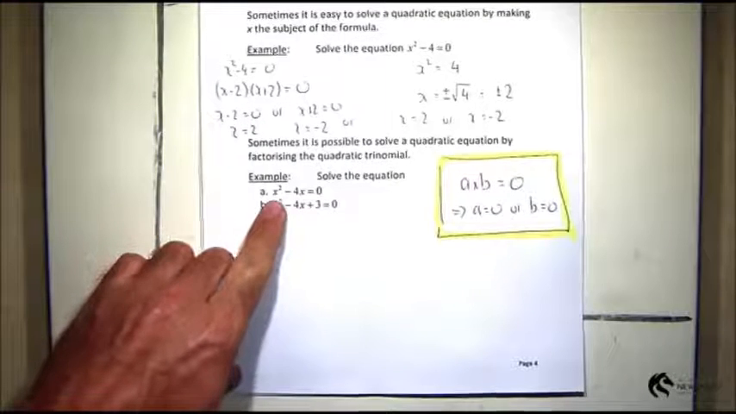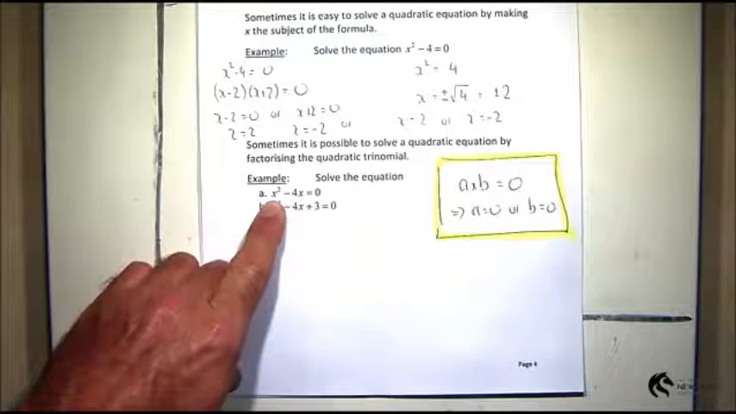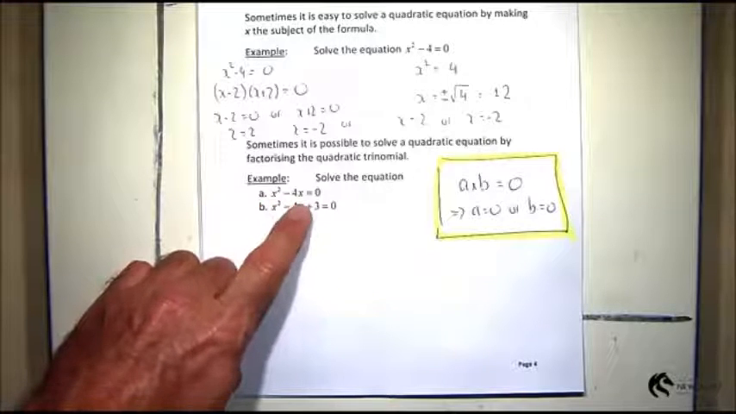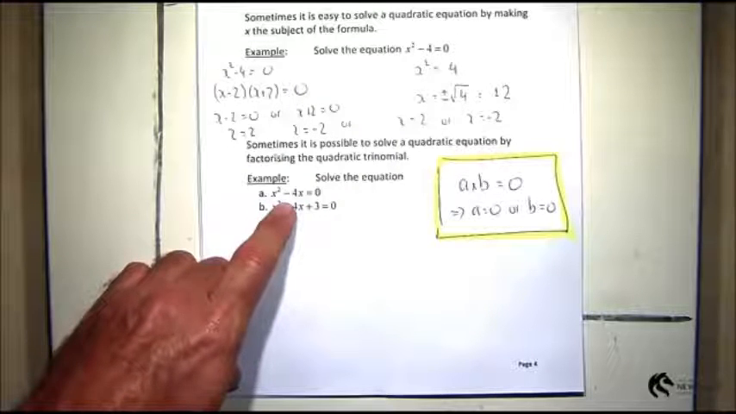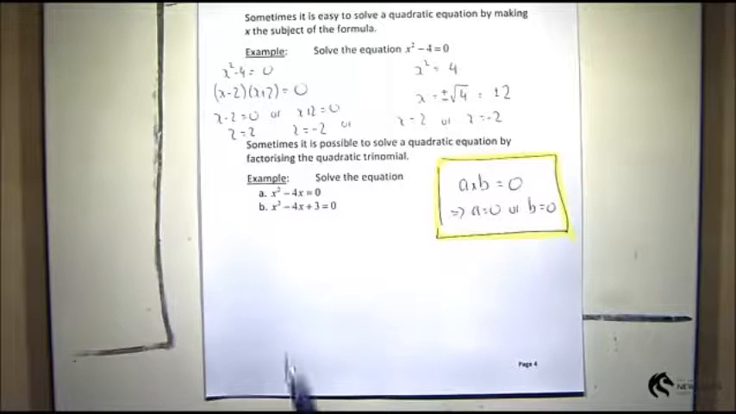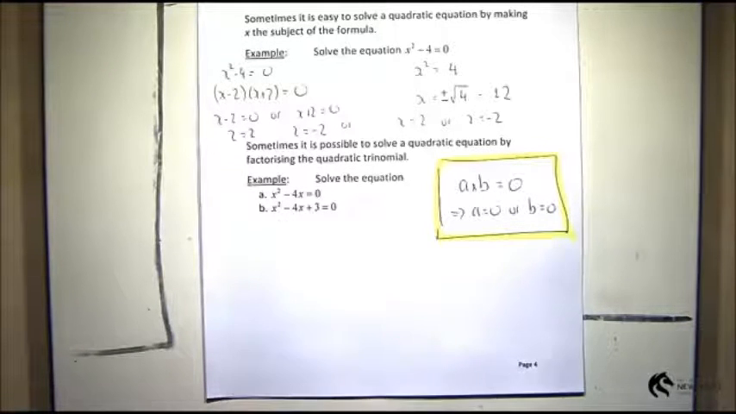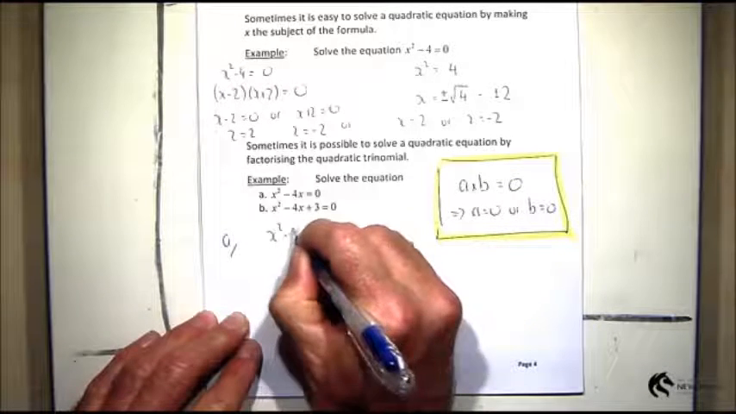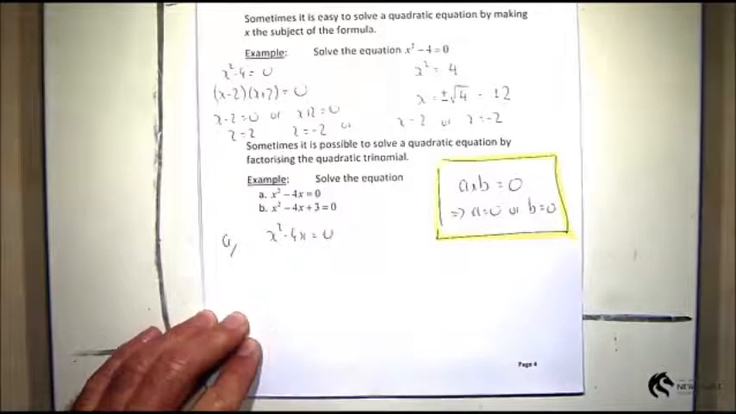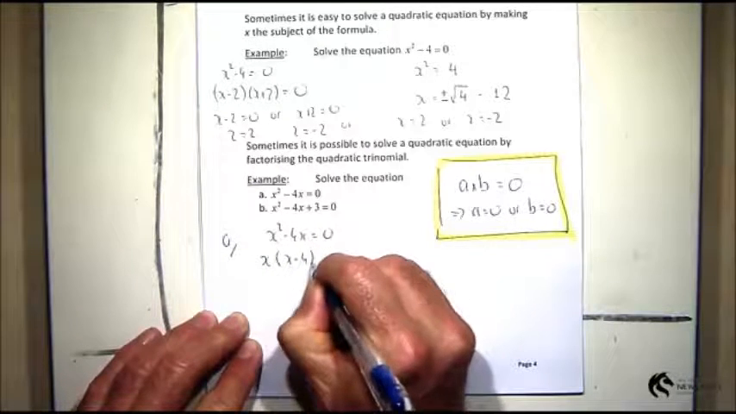However, in my next example, I don't have the possibility of making x the subject, because I've got an x squared term in there and an x term. So I can't just take the square root of both sides. Once we get an x term in there, we have to factorise. We've got no choice. So if I'm going to solve part A, x squared minus 4x equal to 0, I can factorise the left-hand side. That's x times x minus 4 is equal to 0.